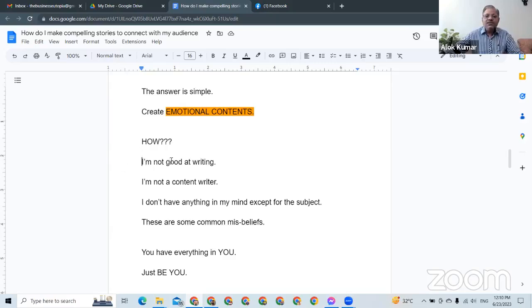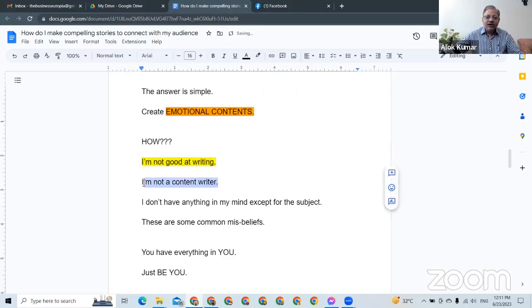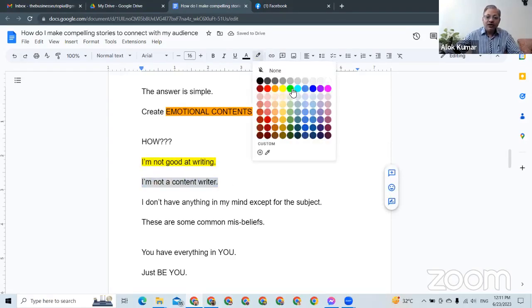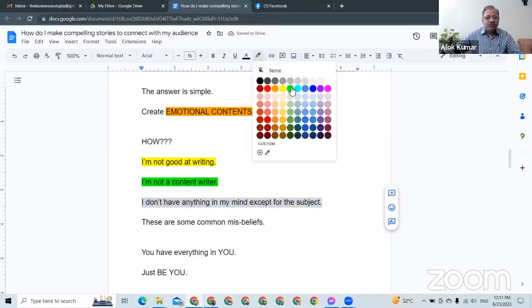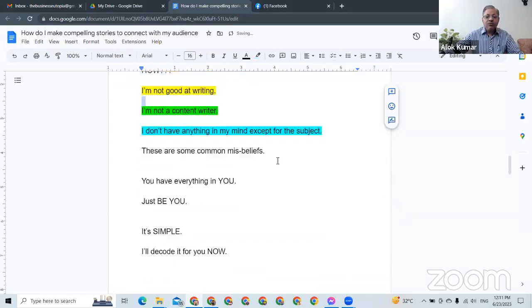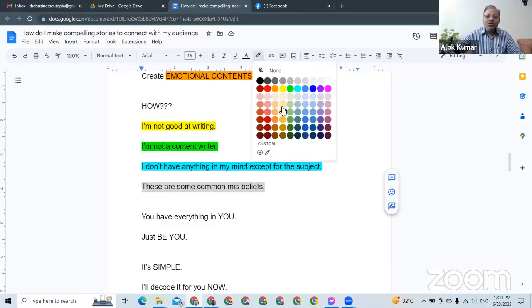So these are the three misbeliefs, I would say. I'm not good at writing, right? I'm not a content writer. How should I write quality content so that people would read it, right? I don't have anything in my mind except my core subject, which may be anything. Maybe you are a coder, a software engineer, an IT guy, maybe a manufacturer, maybe anybody else, right? But here, the point, specifically to the coaches, I'm saying, you are good at your core subject area, no doubt about it. But you do have something else, which I'll tell you. So these are some common misbeliefs. Don't believe in all this. You are good. You are good in everything.